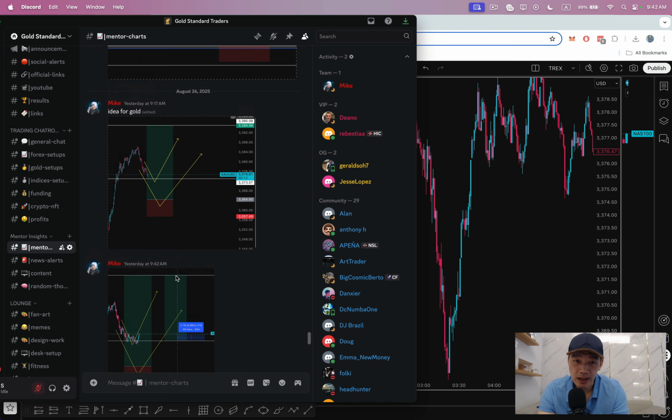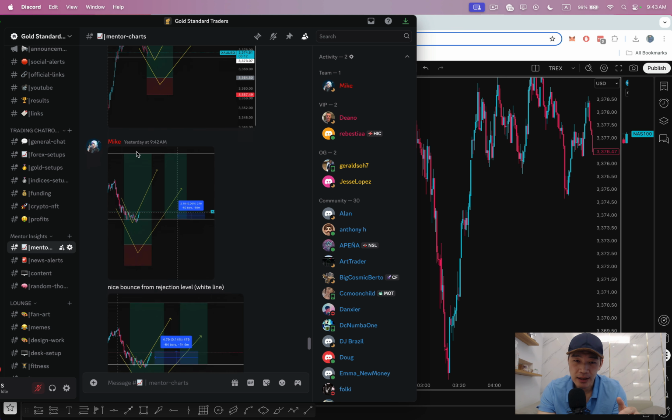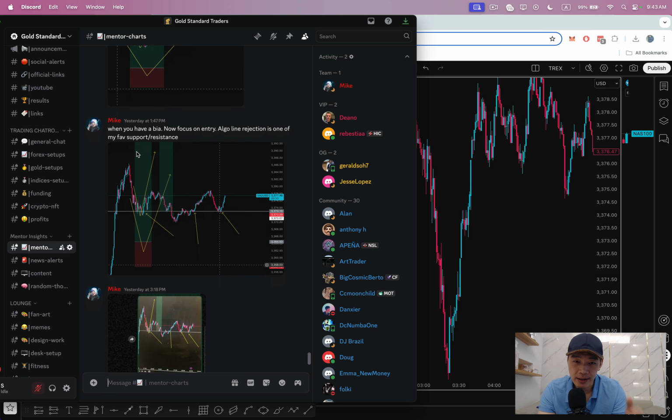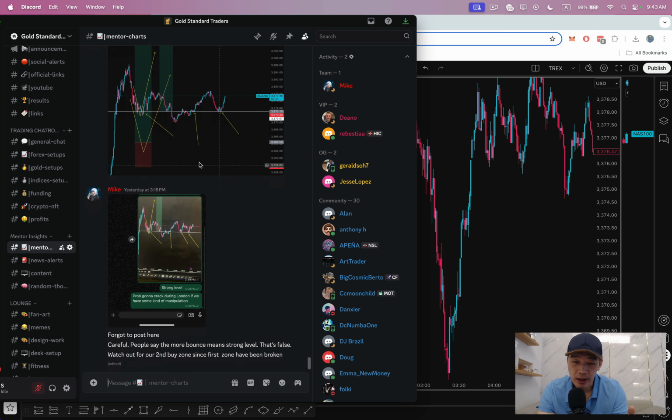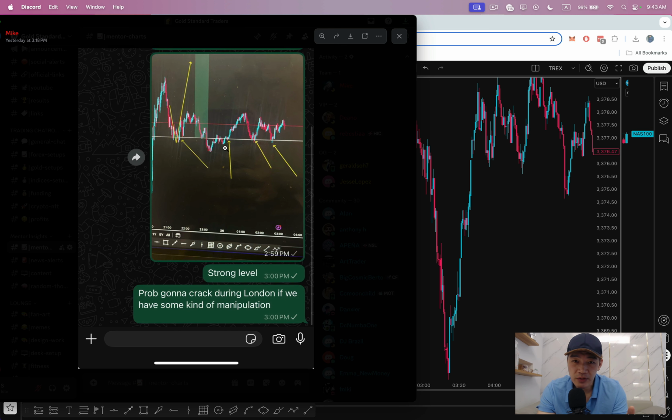So in the morning, I had these 2 zones drawn out and potential areas I will go long in on gold. So you can see ideas for gold. And then I break it down on why I like this area and showing you this is a strong support over here. But I also told people be careful of this strong support, because a lot of people would think that because there is a lot of bounces on the support, it's a strong support. But that's not always the case, because when there's a lot of bounces, it means the orders are being absorbed at that level. So it's actually getting weaker.